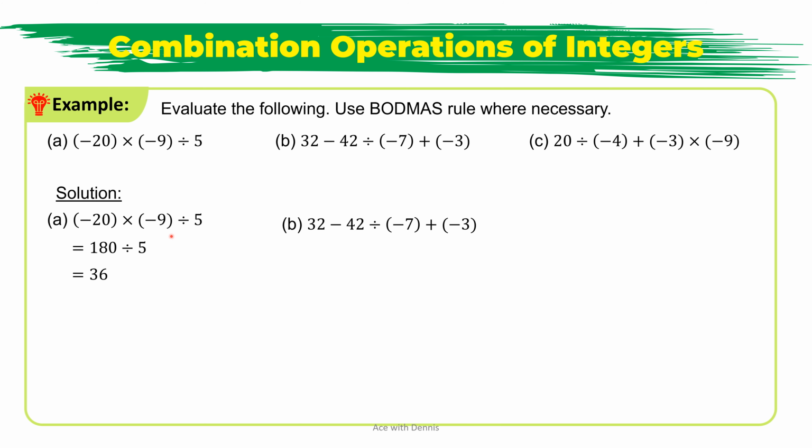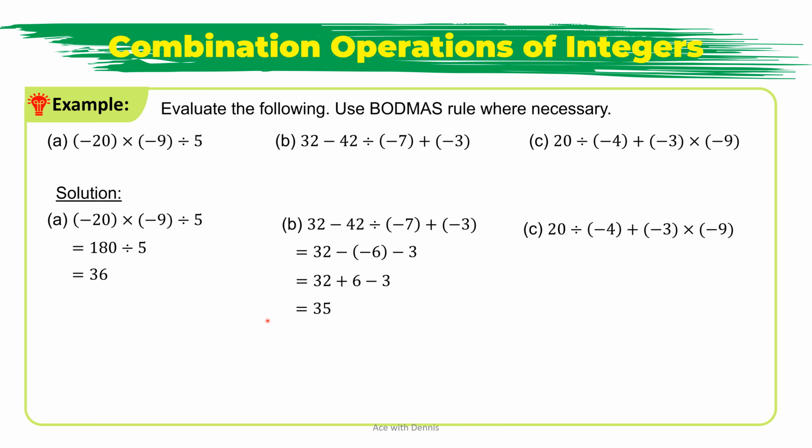For B, 32 minus 42 divided by -7 plus -3. By following the BODMAS rule, there is no bracket, there is no order, which means indices. We have the division, so we can start with the division first. Therefore, 42 divided by -7, you get -6. So the operation becomes 32 minus -6 minus 3. So negative minus 6 is plus 6. So it becomes 32 plus 6 minus 3. And the result is 35.